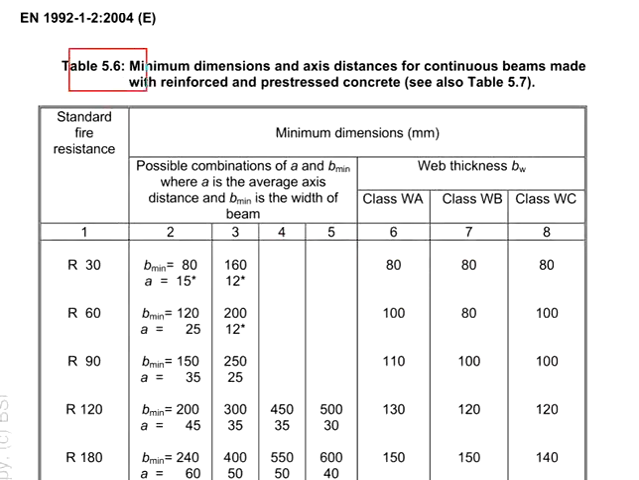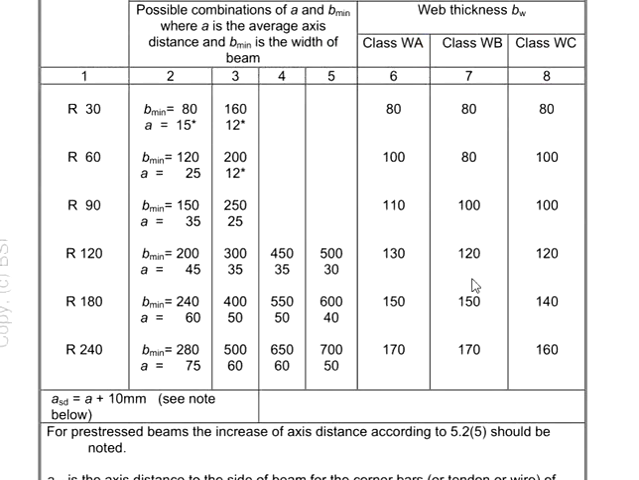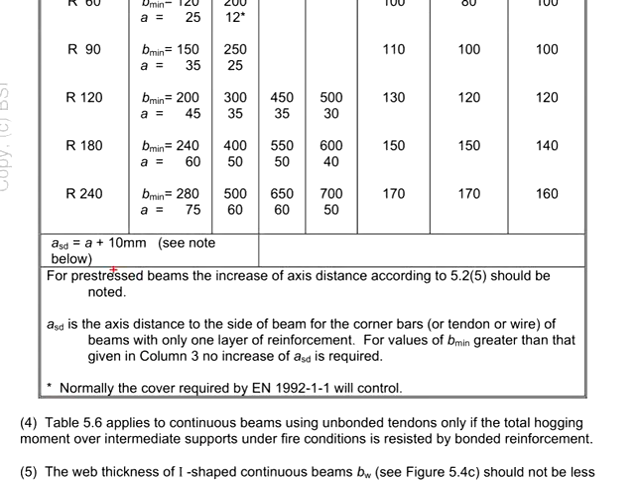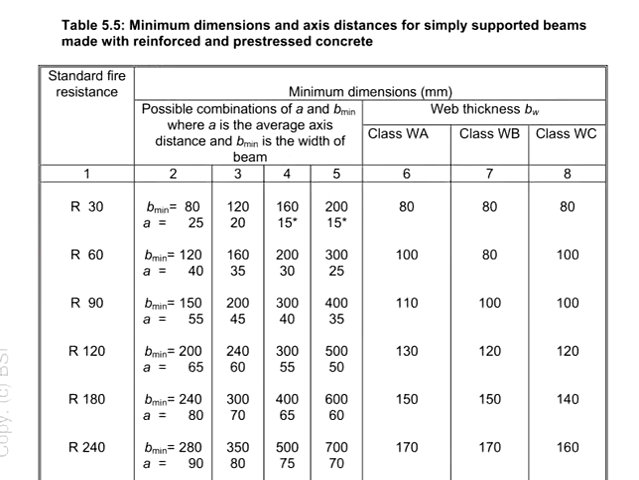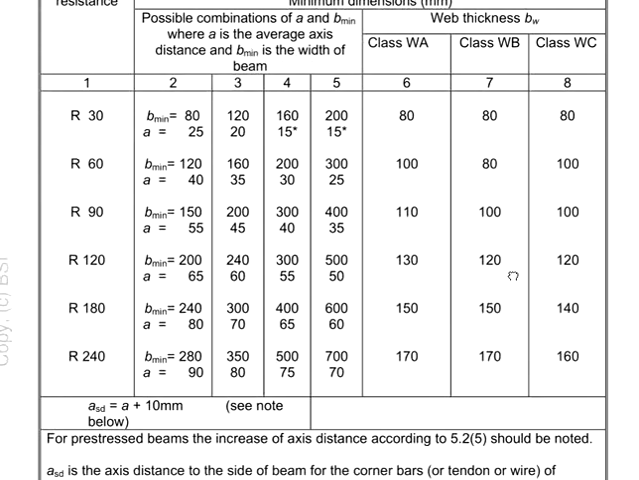As for table 5.6, for the continuous beam, the fourth and the fifth column, due to the separator here, ASD need not be calculated, or you can simply assume ASD equals A. The same principle goes to table 5.5 for simply supported beam. For column number 5, due to the separator here, your ASD shall be equal to the A given.